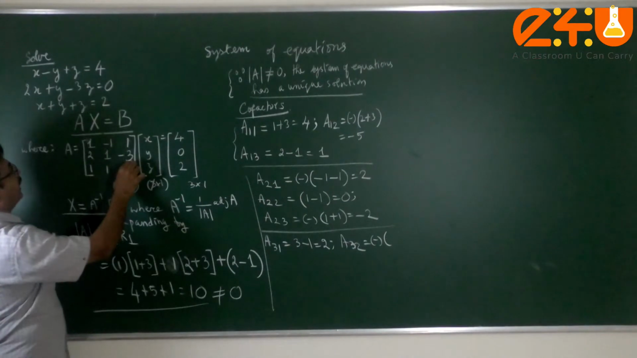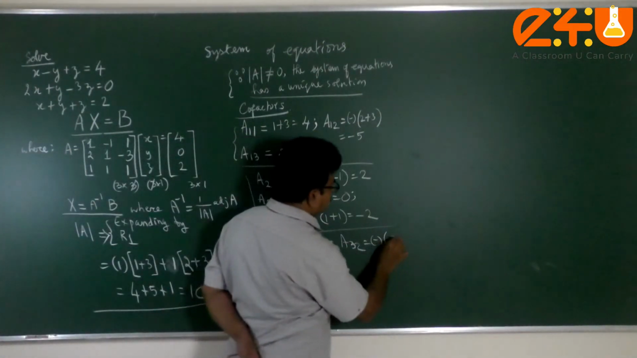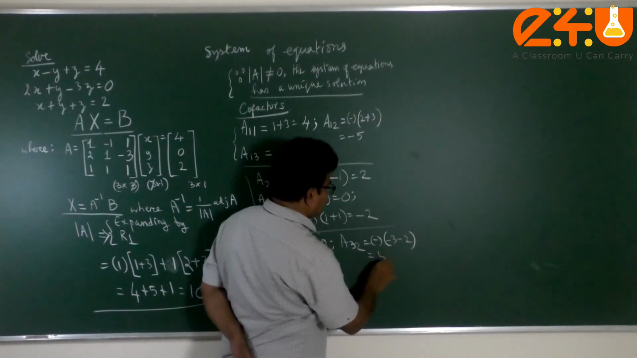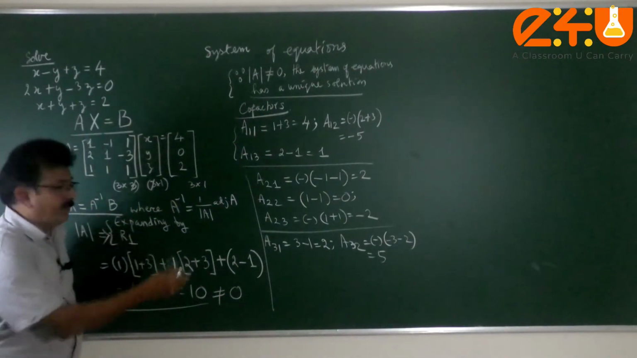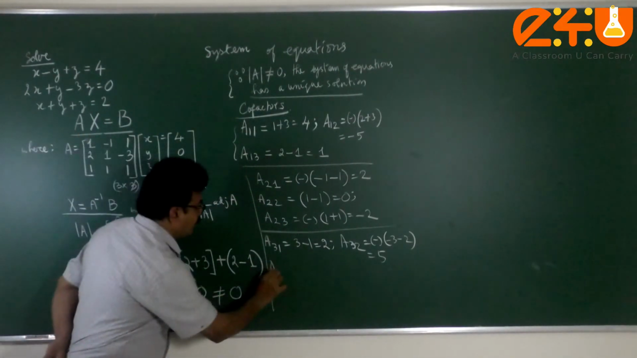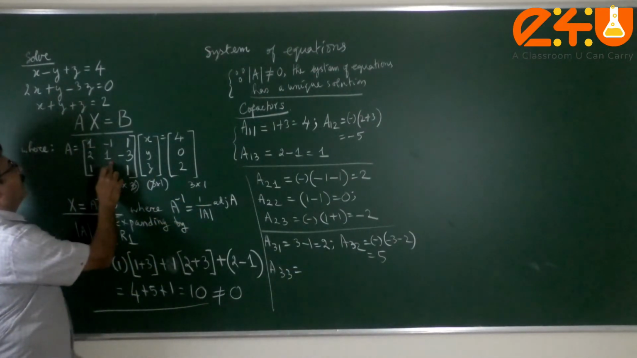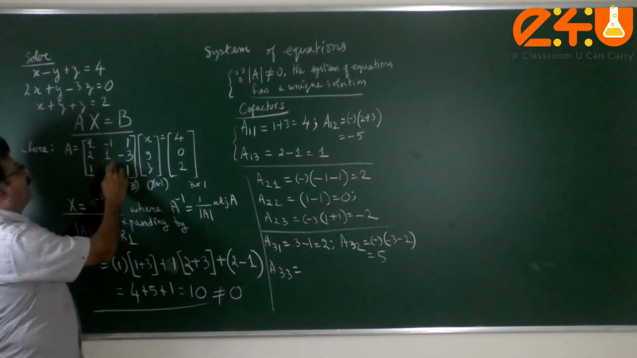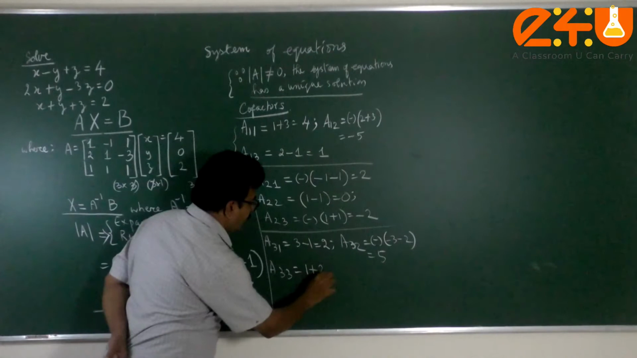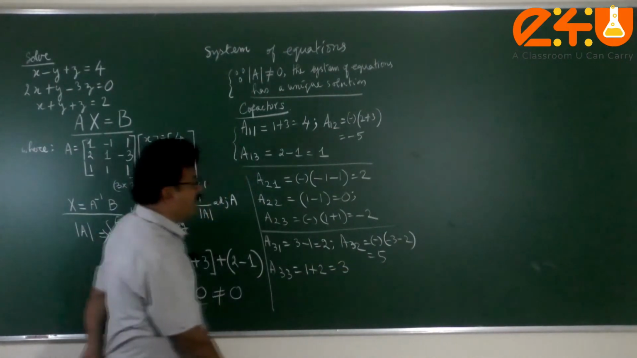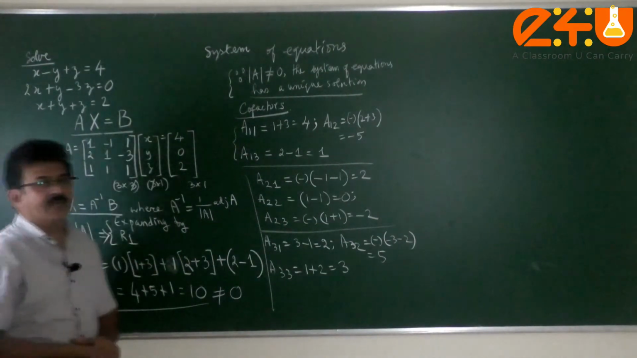1 into negative 3 minus of 1 into 2. So it is negative 3, negative 2, giving answer positive 5. Then the last one, 3, 3. So it is 1 and 1 across, and reverse across is minus of minus 2. 1 minus of minus 2 gives a positive 3. So that completes the evaluation of all the cofactors.